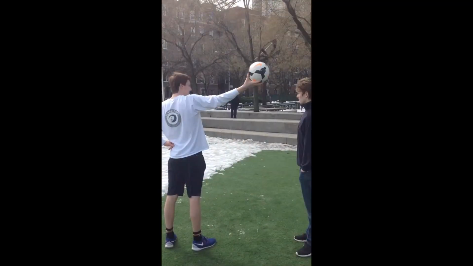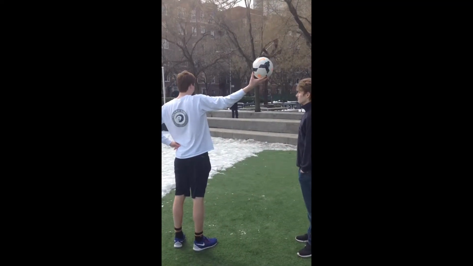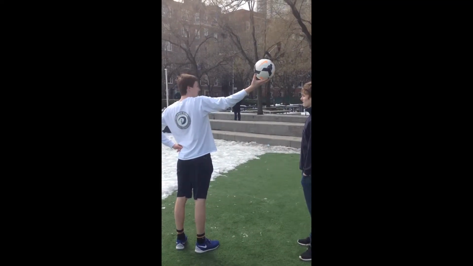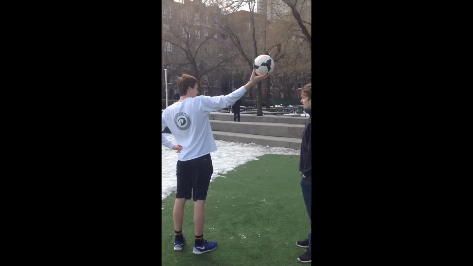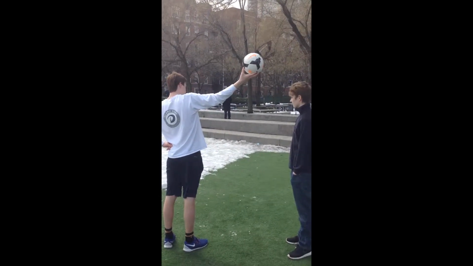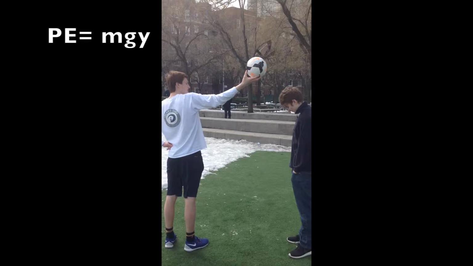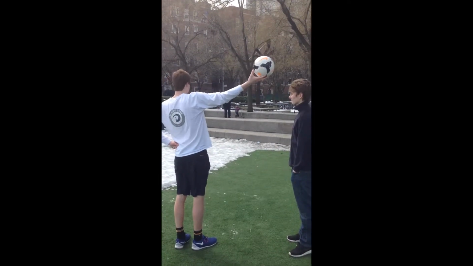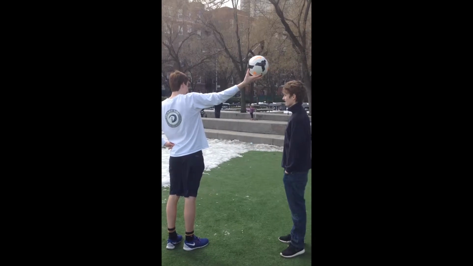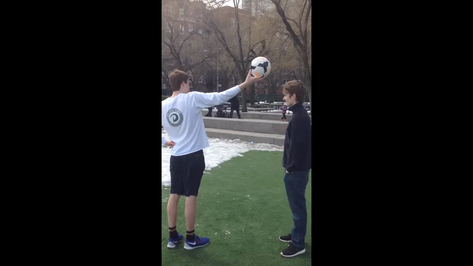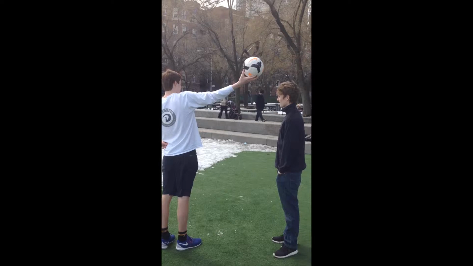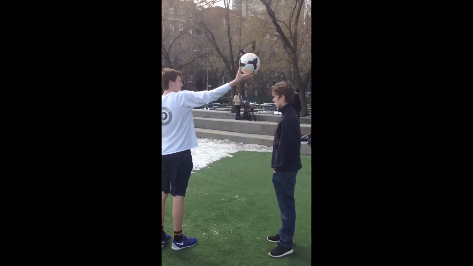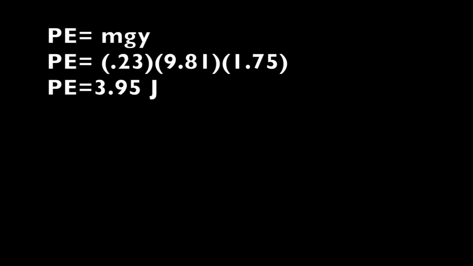In this experiment, we're going to talk about potential energy. That is the energy associated with an object because of the position, shape, or condition of that object. The equation for this is PE equals mgy. The height of Derks is 1.75 meters, the mass of the ball is 0.23 kilograms, and the gravity is 9.81. James is holding the ball at the height of Derks' head, and using that information we can determine the potential energy of the ball at this time.